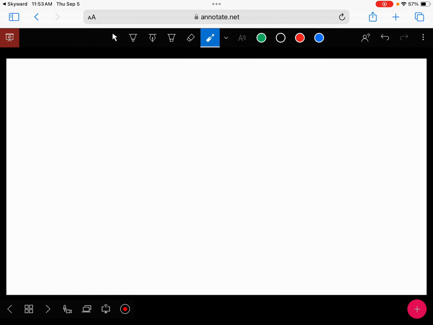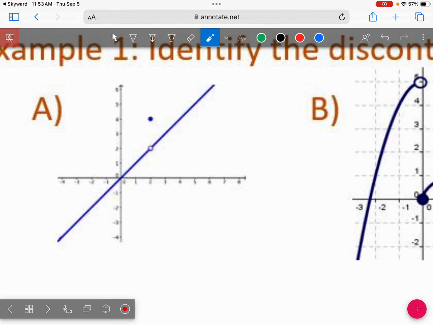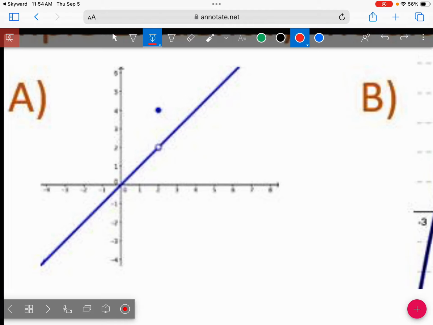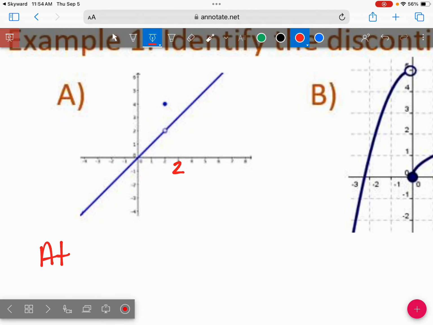All right, so let's look at these pictures. Let's go ahead and zoom in. Looking at A, what kind of discontinuity do you think that is? Removable, right. Does everyone see how it's a line? There is a line, and in that line, there is a hole. Okay, right here, there is a hole, and that's right here where x equals 2. So what you would say is that at x equals 2, we have a removable discontinuity.